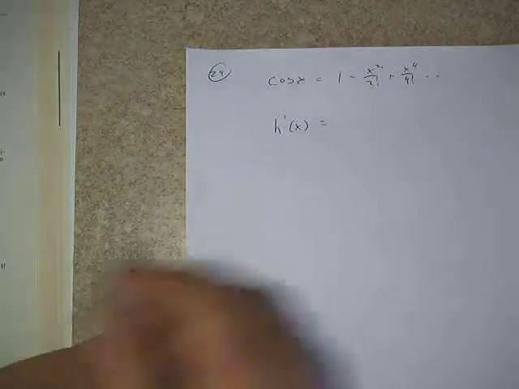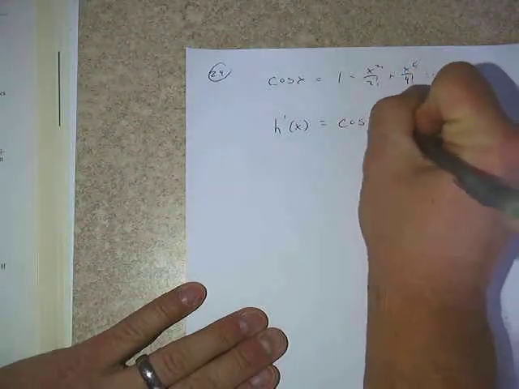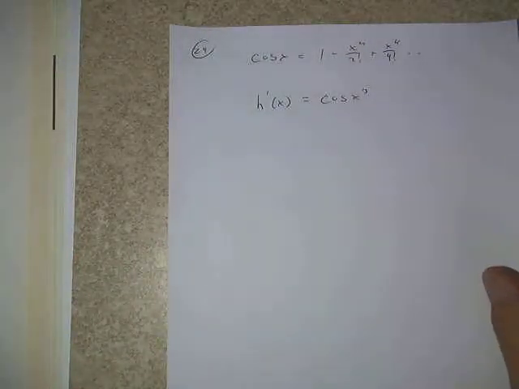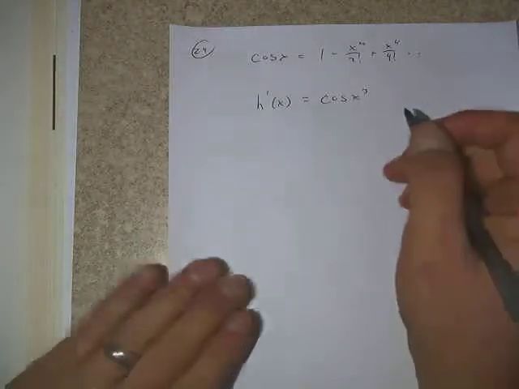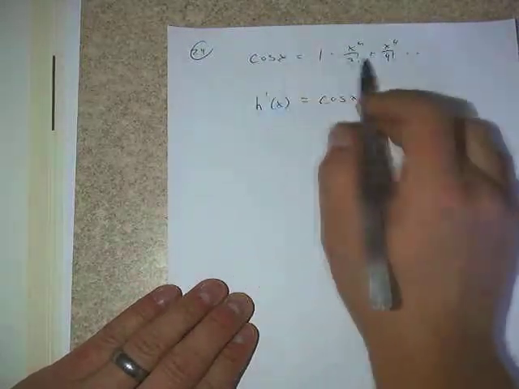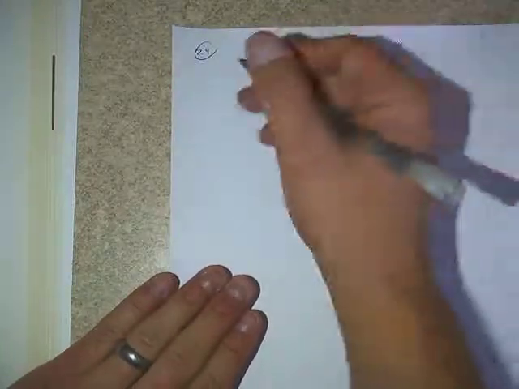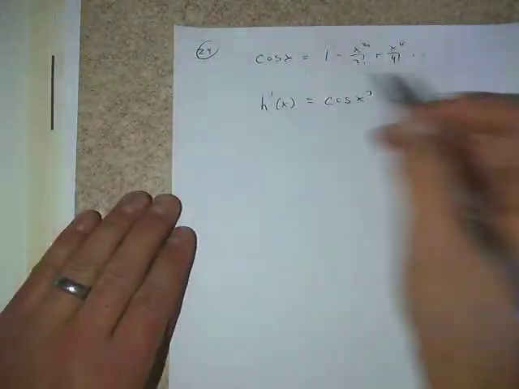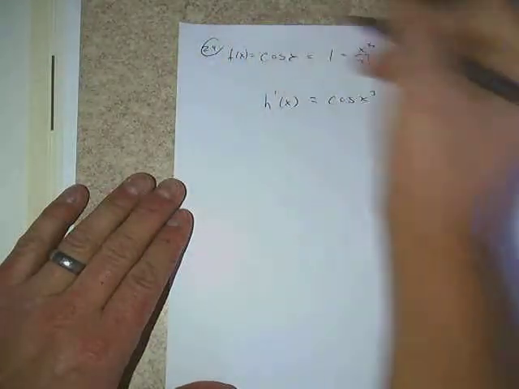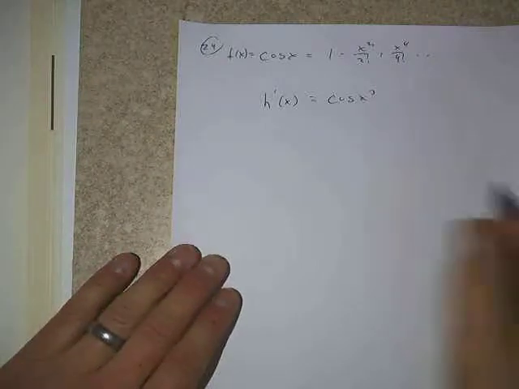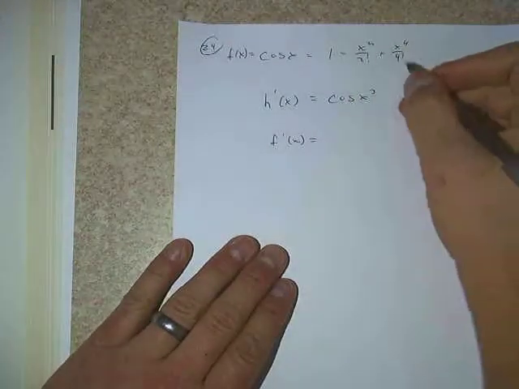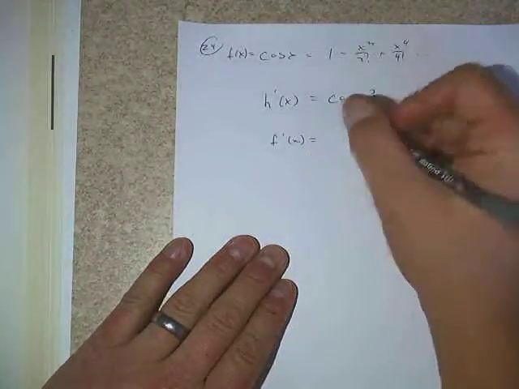Okay. And we know that this h prime function is such that the derivative of h is cosine of x cubed. Right? All right. So keep in mind that this is just our cosine function, so whatever we want to call it, we'll call that f of x.